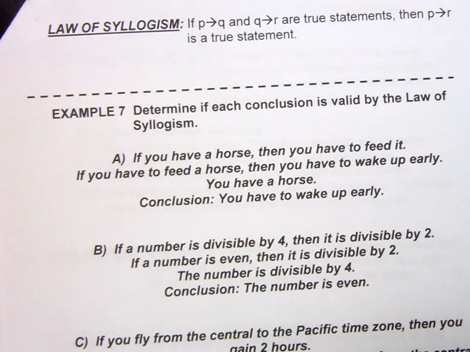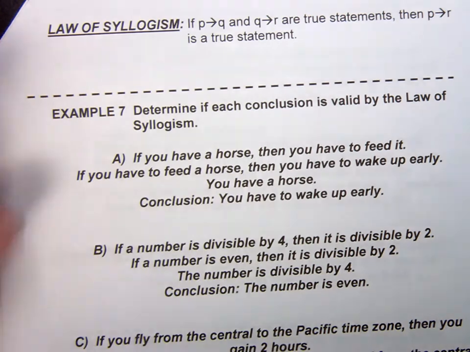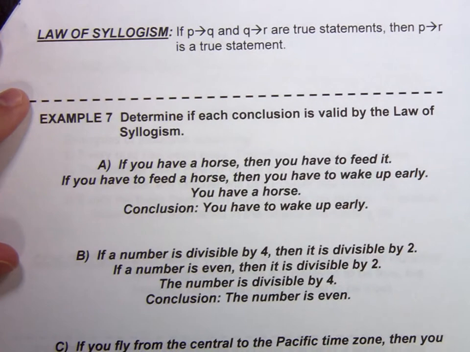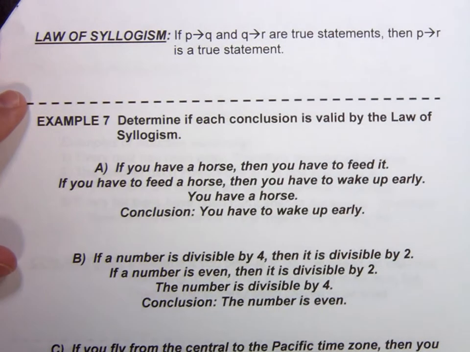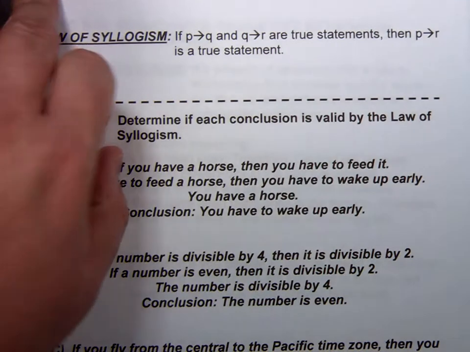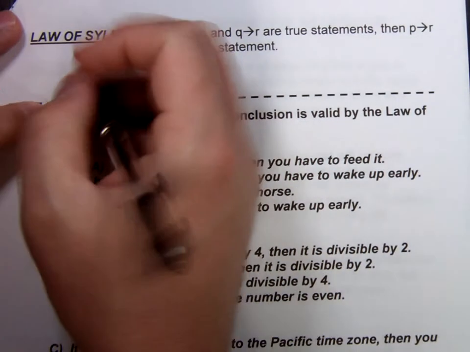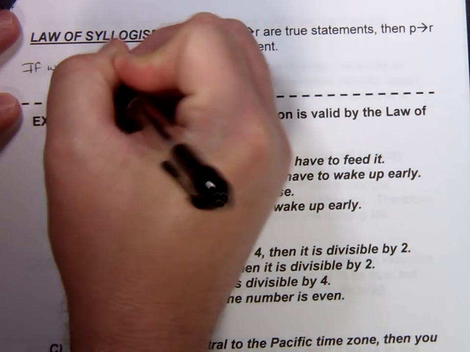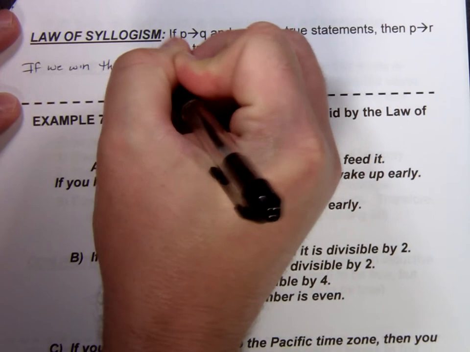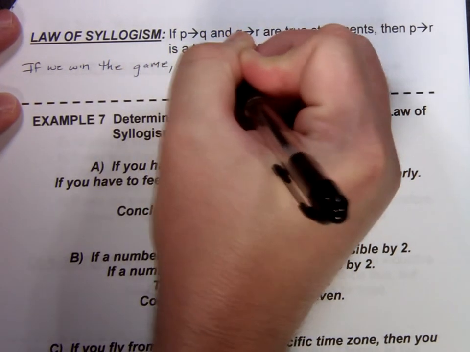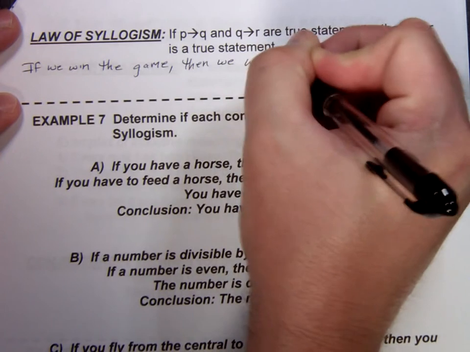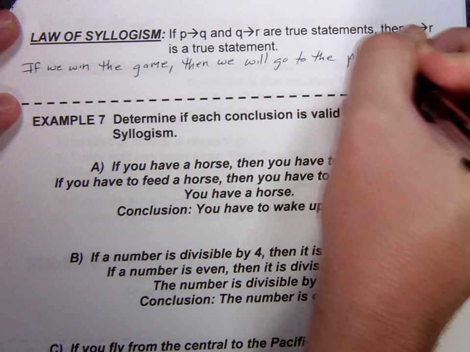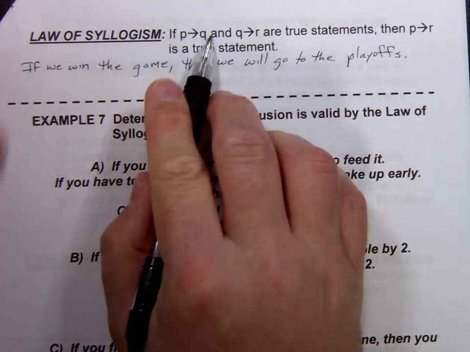All right, the law of syllogism says if P then Q and if Q then R are true statements, then if P then R is a true statement. So going back to my original conditional statement, if we win the game, then we will go to the playoffs. Now that's if P then Q. Now I need another statement, if Q then R.